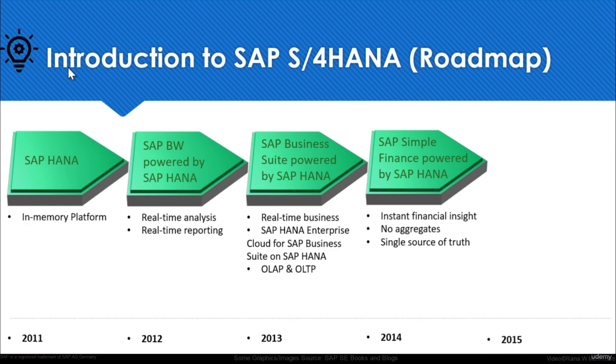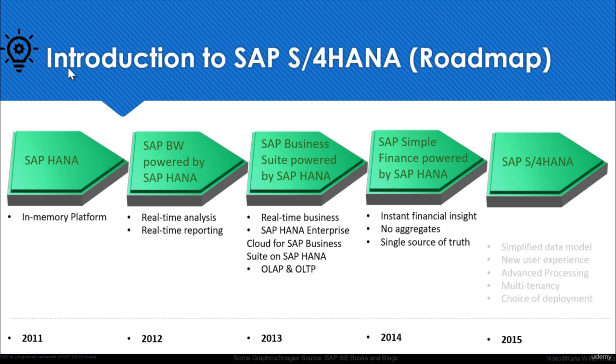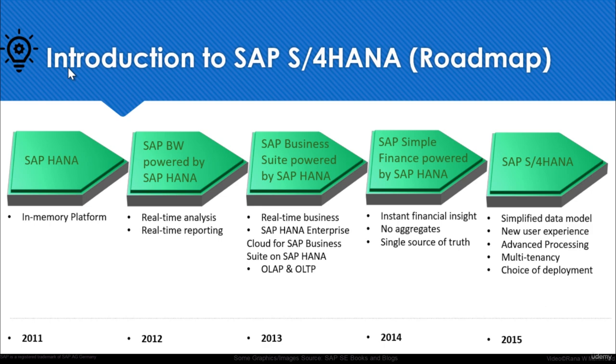In 2015, SAP S4HANA Business Suite was introduced, which brings a simplified data model through the Universal Journal, which is a single source of truth. In SAP S4HANA Business Suite, there is a new user experience with the SAP Fiori user interface. SAP Fiori is a cloud user interface which was introduced with SAP S4HANA Business Suite.